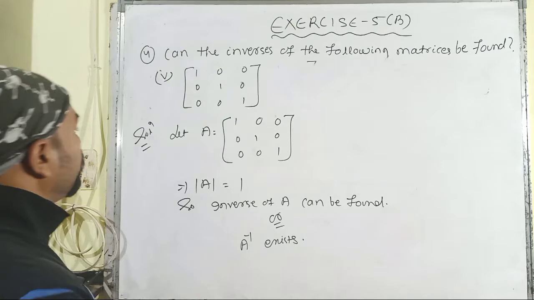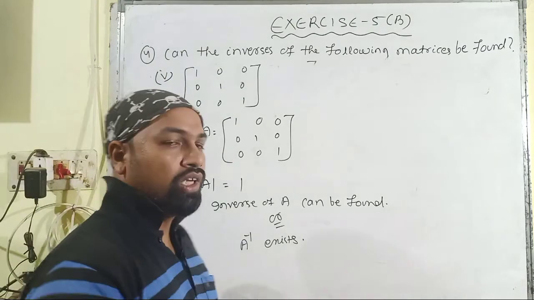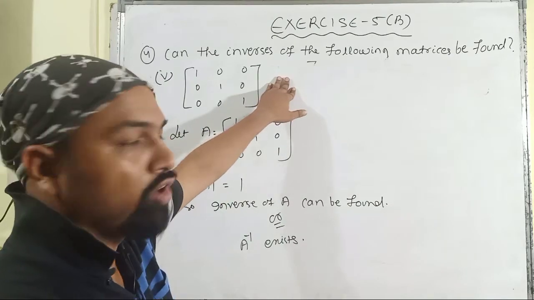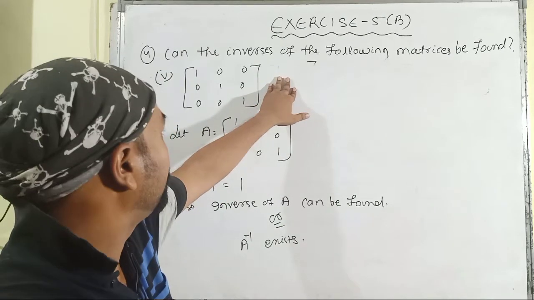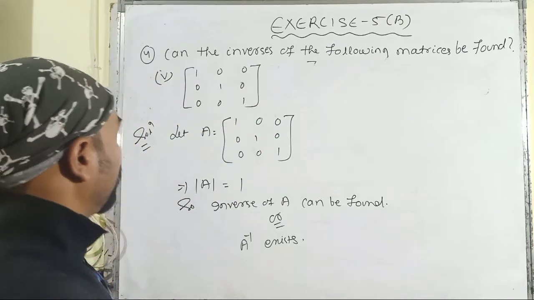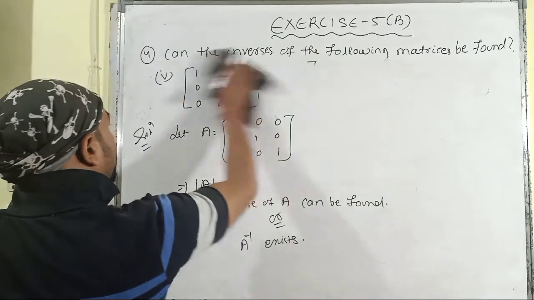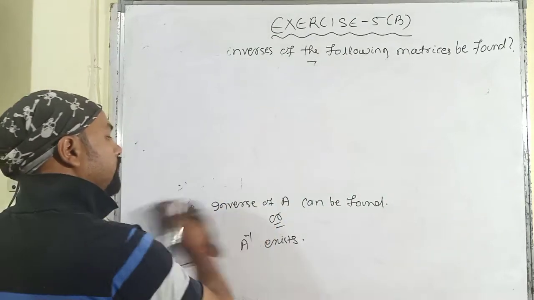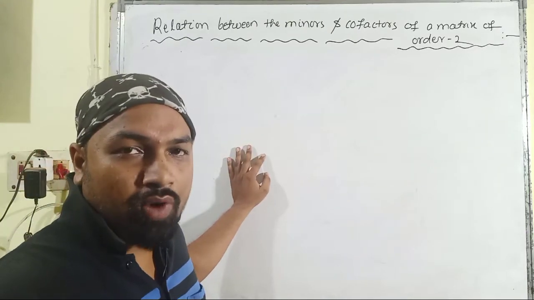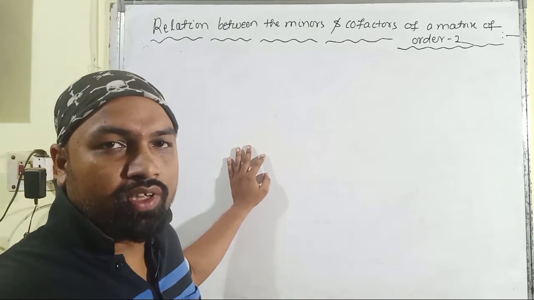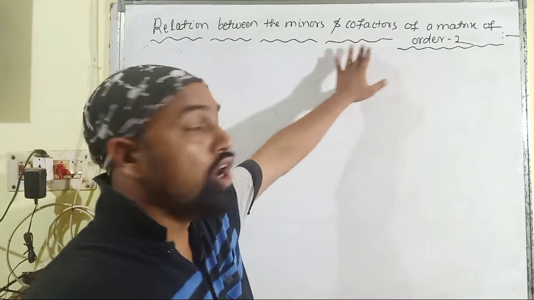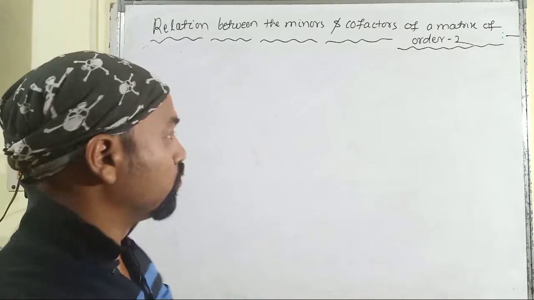So this is all about the problems which we have solved by the procedure, in which case inverses of the following matrices are found, or in which case inverses of the following matrices cannot be found. Let us move towards the next problem of exercise 5B. Before going to the next problem of this exercise, that means number 5 of exercise 5B, let us discuss the relation between the minors and cofactors of a matrix of order 2.